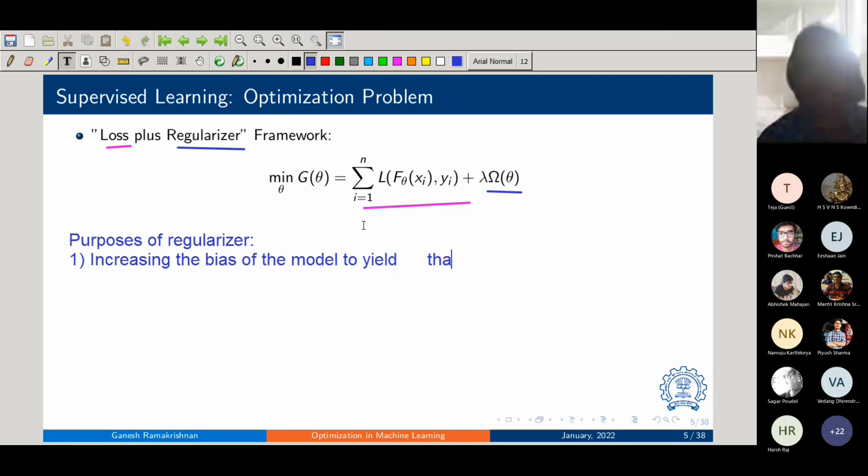yields thetas that are simpler, okay, smaller norms. That's what you're all familiar with. This is also associated with a prior, right? Increasing bias is like adding a prior. Is that correct?